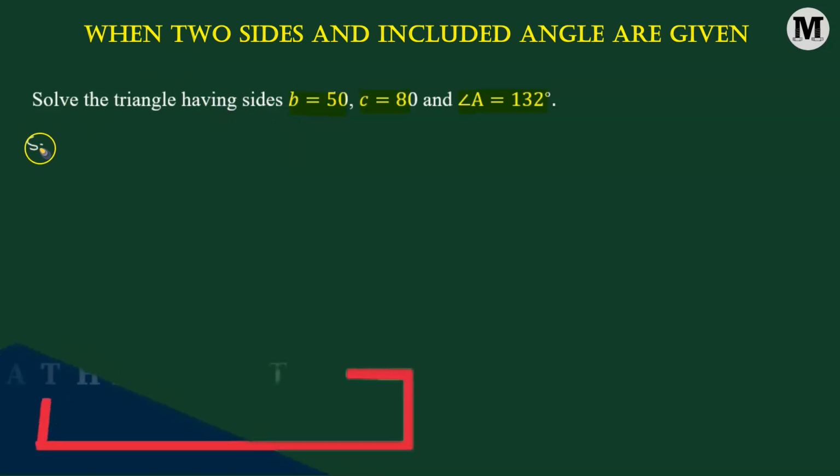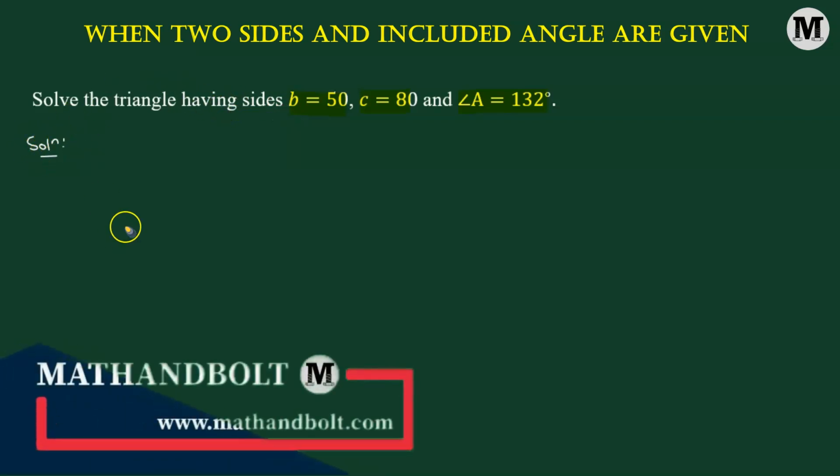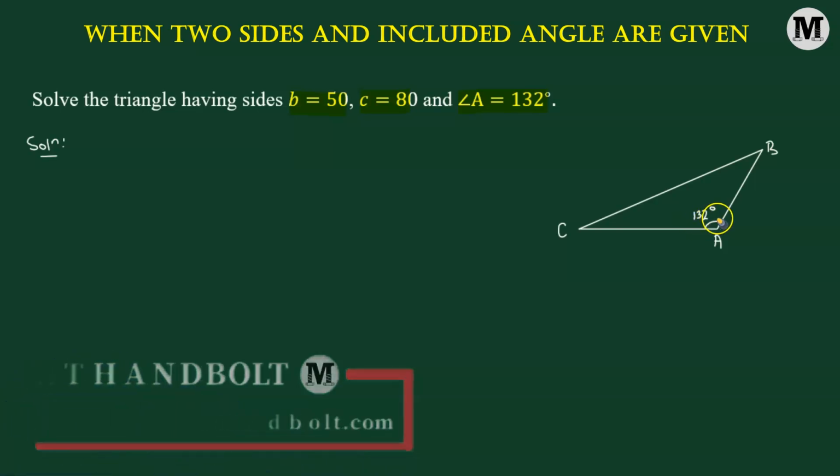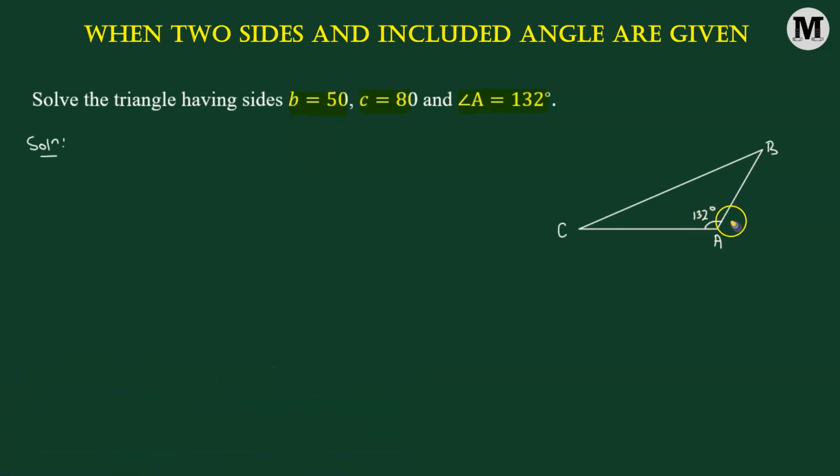Okay, let us begin. First, let's construct a triangle ABC. So here we have the triangle ABC. Angle A is measured at 132 degrees. Let's consider the side opposite to angle A, which is BC. We're going to denote it by the letter a in lowercase.